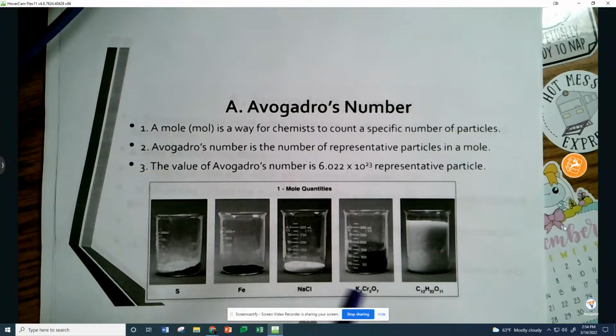If you take a look, and I know it's in black and white, you can obviously see there's different quantities of each chemical in these beakers. And so what they all have in common is that this is all 1 mole of a substance. They all have 6.022 times 10 to the 23rd atoms, molecules, or formula units, depending on what kind of bond is holding them together.